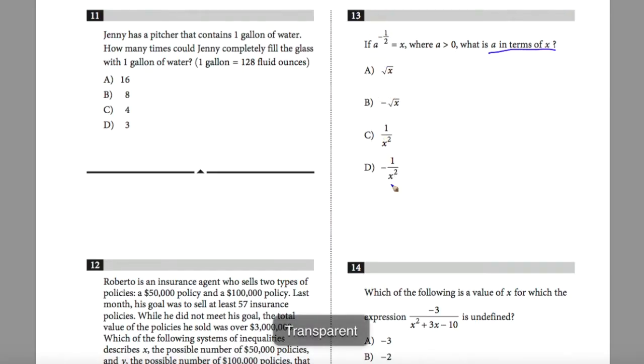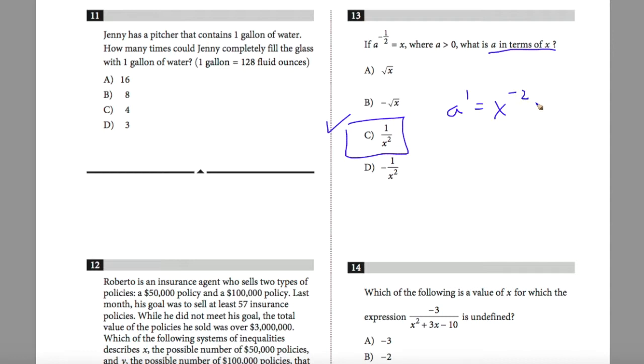Let's go back, and indeed C is going to be the answer. They flipped it, where A to the first power equals x to the negative 2, or it would appear as 1 over x squared, and these are congruent. These are going to be equal to each other.